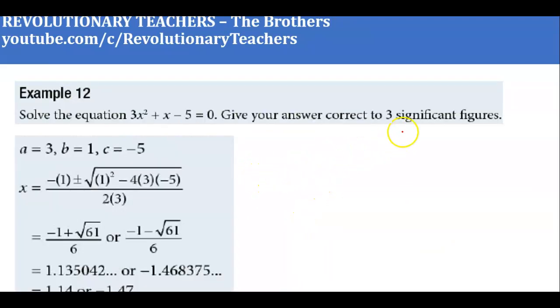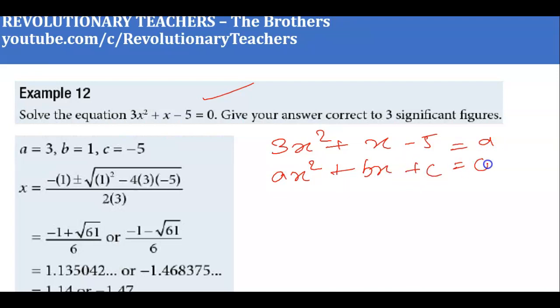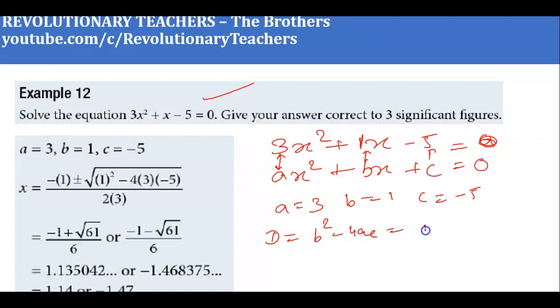See, children, give your answer up to 3 significant figures using the quadratic formula. Here, just look at the question. It is 3x² + x − 5 = 0. Compare it with the standard quadratic equation ax² + bx + c = 0. Your a is 3, b is 1 and c is −5. You will find the discriminant. Discriminant = b² − 4ac, that is 1² − 4 times a and c.